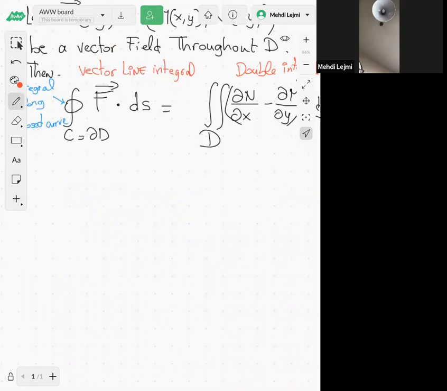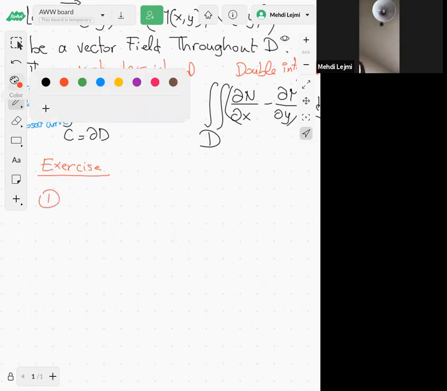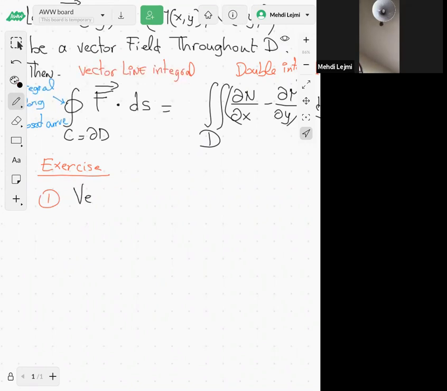So we have the following exercise. I think the first exercise was the following. We had to verify Green's theorem, where the vector field F would be equal to minus x squared y, xy squared. So that's my vector field.